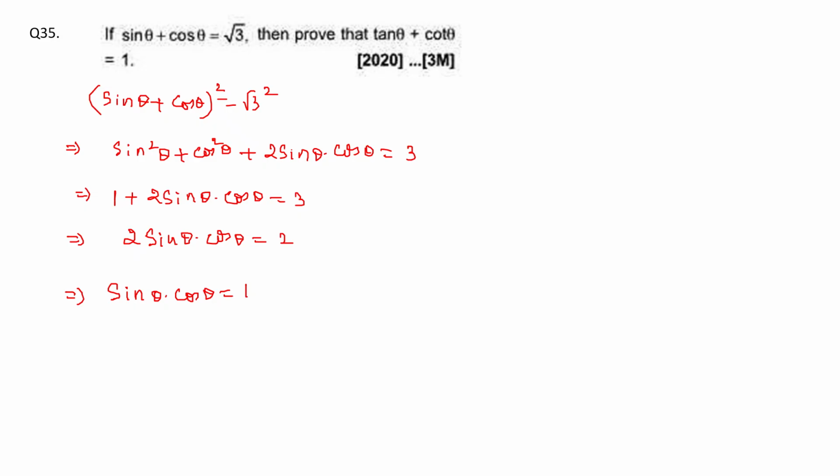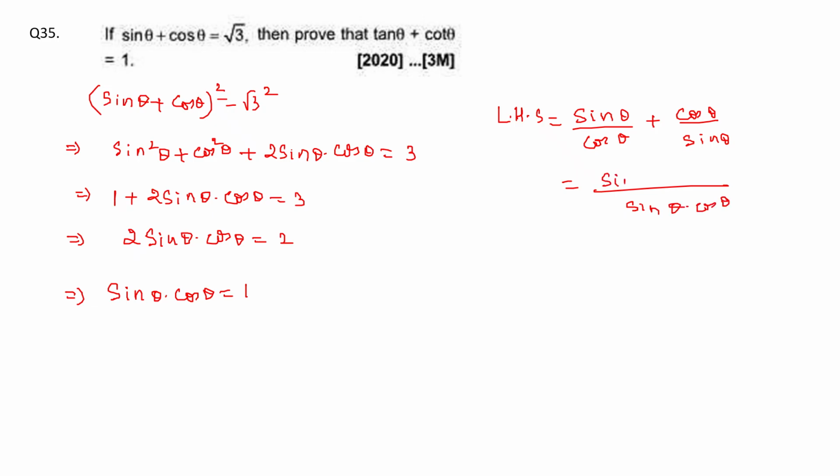Now what we have to prove? Tan theta plus cot theta equal to 1. So LHS is tan theta, I can write as sin theta by cos theta, plus cot theta as cos theta by sin theta. Let's take the LCM now. So it will be sin theta into cos theta, and numerator will become sin square theta plus cos square theta. Now sin square theta plus cos square theta is 1, and 1 by sin theta into cos theta, I got it here as 1. So 1 by 1. So answer is 1. So it equal to RHS.